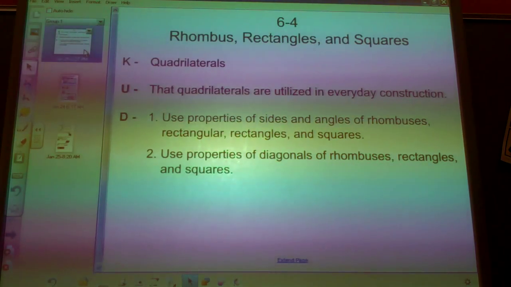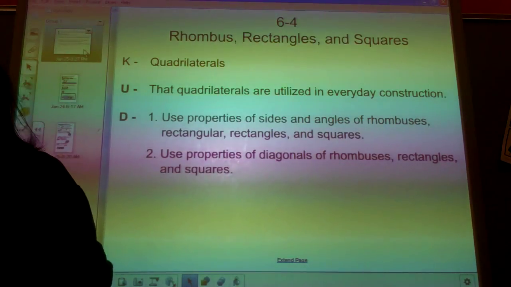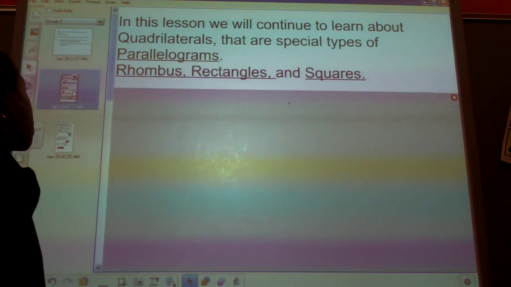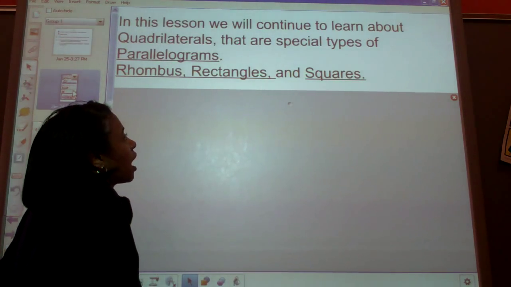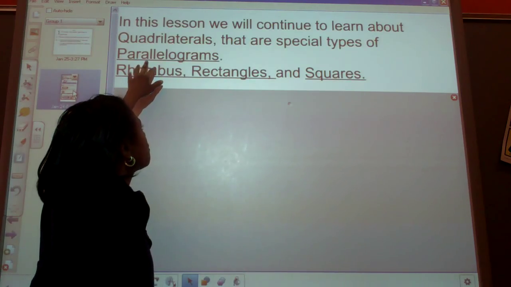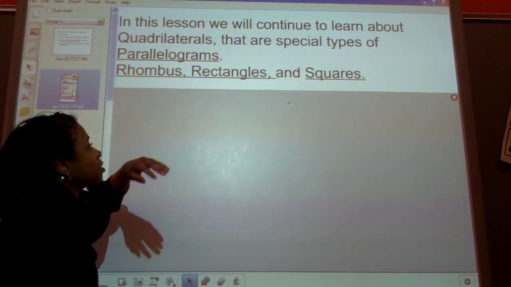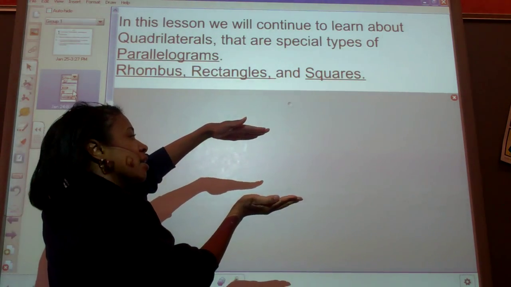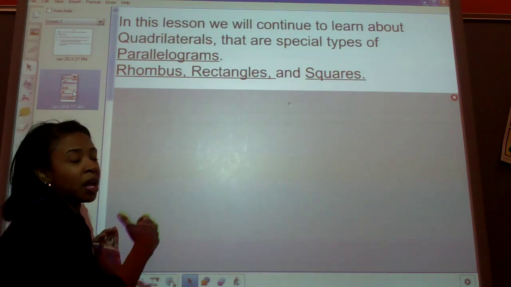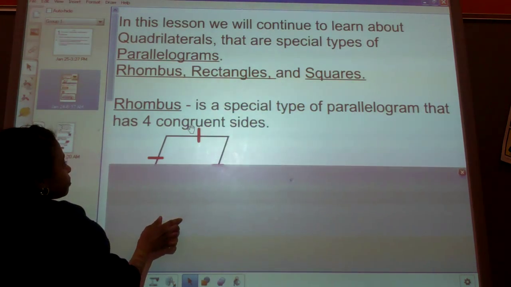This is chapter 6-4, rhombus, rectangles, and squares. What we're getting ready to get into are more quadrilaterals. Quadrilaterals, again, four-sided shapes. In particular, we'll look at these three quadrilaterals that are actually parallelograms. So that also means that their opposite sides are parallel, their opposite lengths are congruent, and their diagonal angles are congruent. So what would that look like?